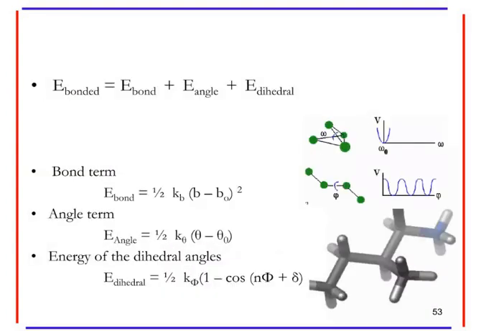So bonded: bonds, bond angles and dihedral angles. For the bond term, you can see half k_b (b minus b naught) squared. Angle term: half k_theta (theta minus theta 0). Energy of the dihedral angles: k_phi (1 minus cos(n phi plus delta)).